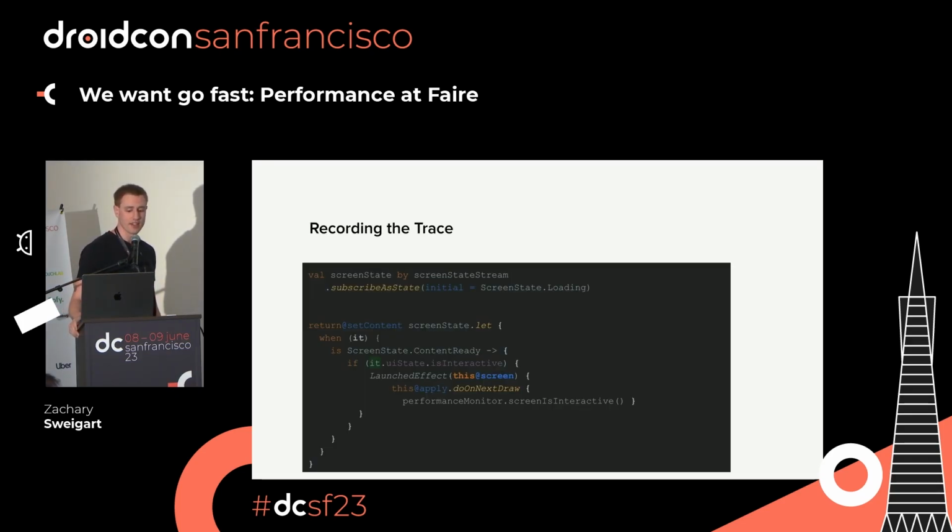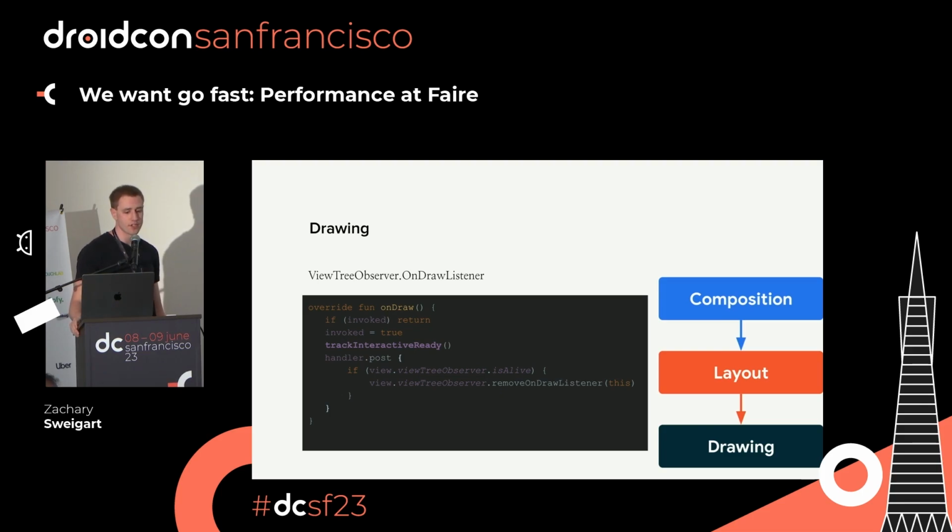So if we go back to this, you'll see we're using this screen as our key, and that screen is actually the top level composable, so it will only run when the composition is done the very first time. Then for handling the onDraw, we just plug into the view tree observer, and onDraw we mark it as interactive and ready. So if you're using Jetpack Compose, you'll probably be familiar with this little diagram on the side. We'll do composition, layout, and then drawing is the very last step, and that's as close as we can get to when the screen is interactive for a user.